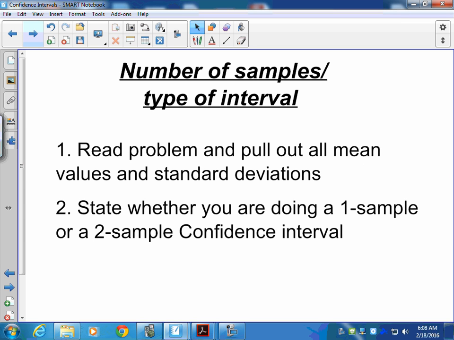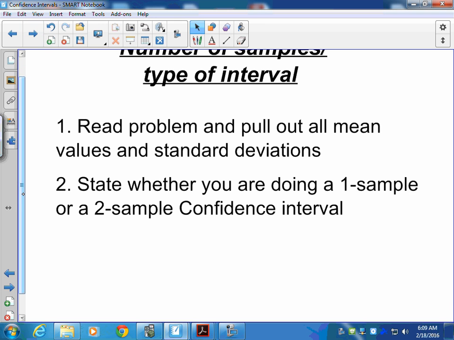So the first thing we want to do when we look at the problems, number one, you have to be told to do a confidence interval. If the problem does not state complete a 90% confidence interval for this situation or an 80% confidence interval for this situation, you do not want to do a confidence interval. You would instead do a significance test or a hypothesis test, which we'll look at in the next video.